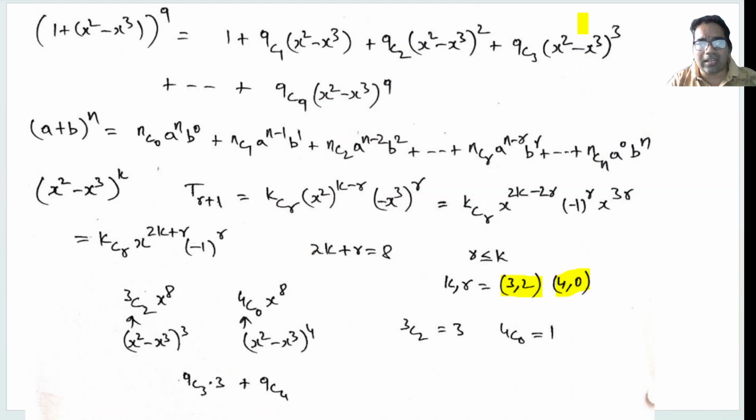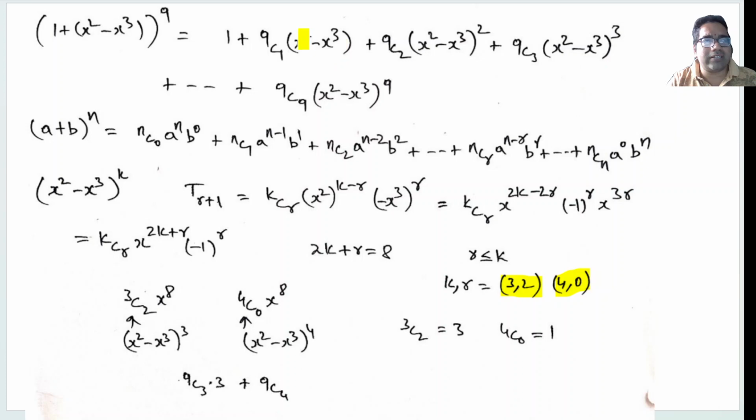What does that mean? Only in these cases, (x square minus x cube) whole power 3, k is 3, right? Or (x square minus x cube) whole power 4. Only in these two cases will we be able to find some x power 8, only in these expansions. So whatever, basically (x square minus x cube) whole power 9 you can directly ignore. We can directly ignore all other terms also. The only terms that we should worry about are when k is 3, that is nCk, sorry, 9C3 (x square minus x cube) whole power 3, and 9C4 (x square minus x cube) whole power 4. Only these two terms we should worry about.